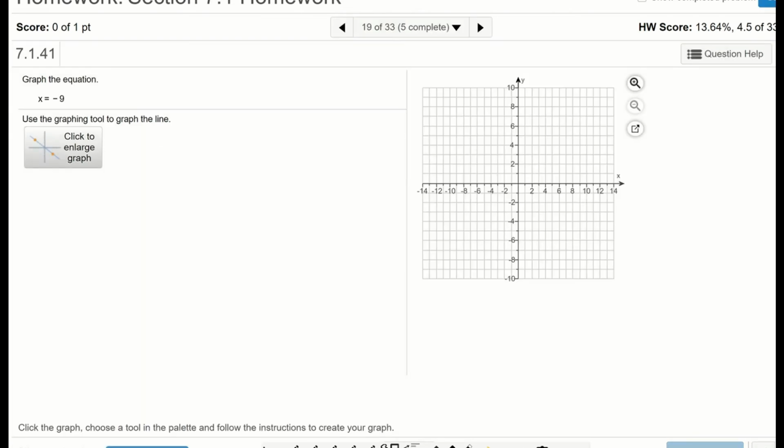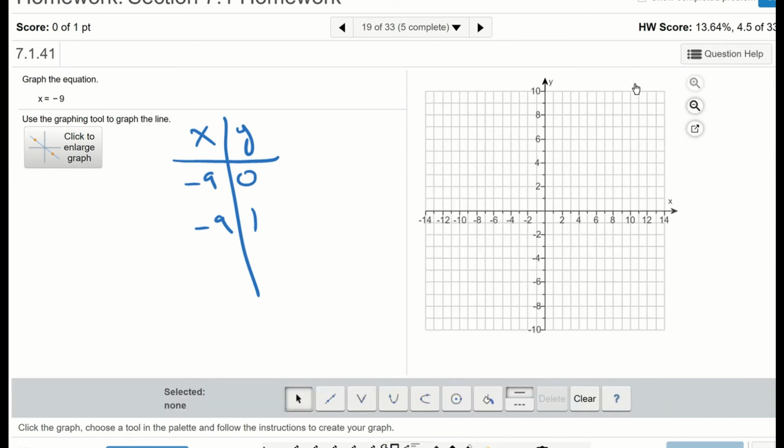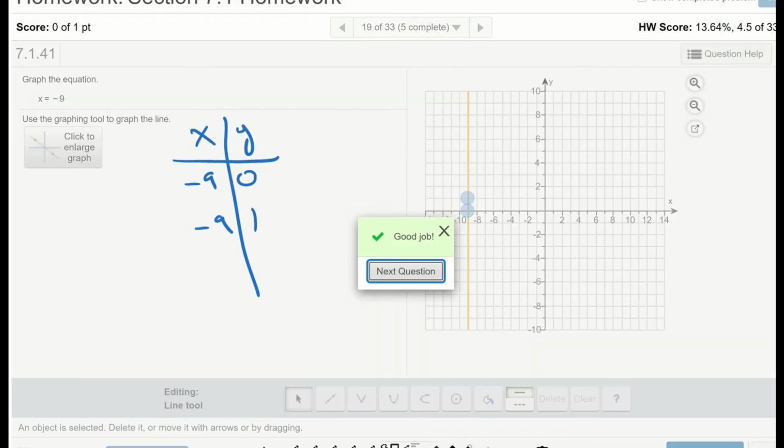Okay, here's a vertical variety for this one. Of course, when we do our table, it's the x value that doesn't change, so that remains at -9. So we can match that with a couple of simple y values and go ahead and graph our line. So -9, 0. Oh, line tool first. Always forget that. And -9, 1. Okay, and that should take care of business.